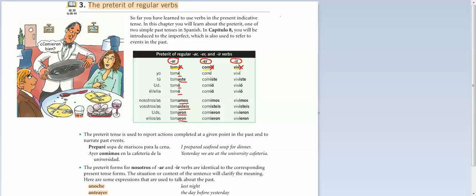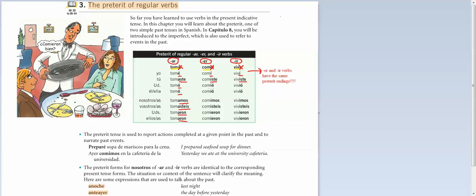And you're going to do the same thing over here if it's an ER, and you'll notice that ERs and IRs have the same ending, so we can go ahead and mention that too. ER and IR verbs have the same preterite endings. Okay, and so for an ER or an IR verb, you're going to add an É to say I ate, I lived, comí, viví. You ate, comiste, you lived, viviste.